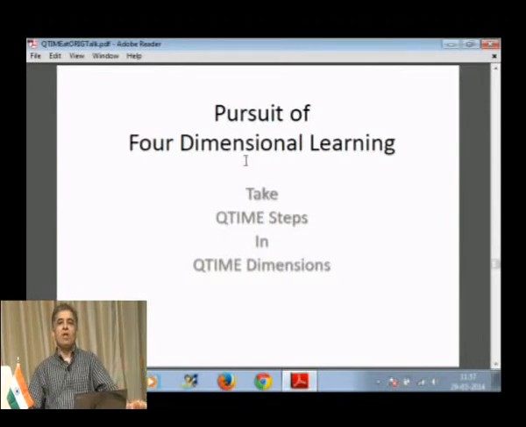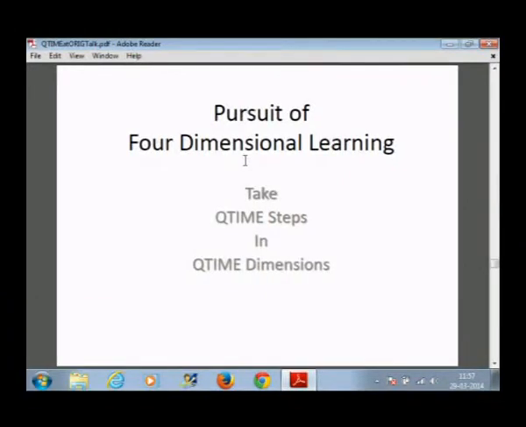So what is it about? Now you are at the stage where you know all the steps and all the dimensions, and 4-dimensional learning is nothing but taking QTIME steps in QTIME dimensions, right? That's all that is important. Just think about QTIME steps like A, B, C, D steps in QTIME dimensions. You are now capable of learning in 4 dimensions.